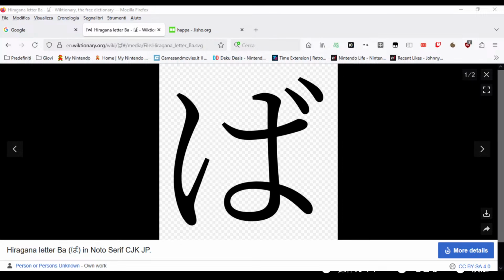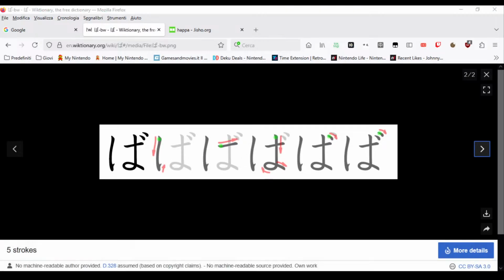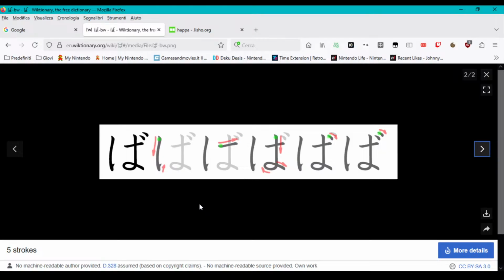Okay. We write ha first and foremost, top to bottom, left to right, top to bottom with a circle, and then add the dakuten, the two commas, top to bottom, left to right, top to bottom with a circle, and add the two commas. You can see it also here, top to bottom, left to right, top to bottom with the circle, and the two commas, the dakuten, ba.